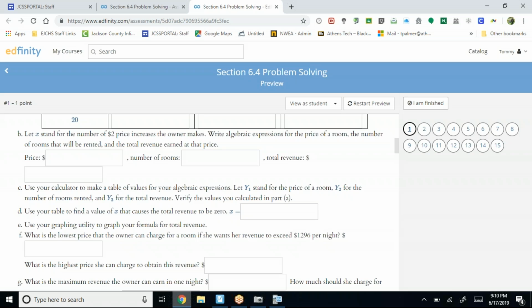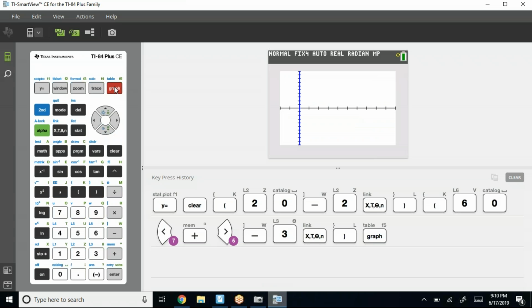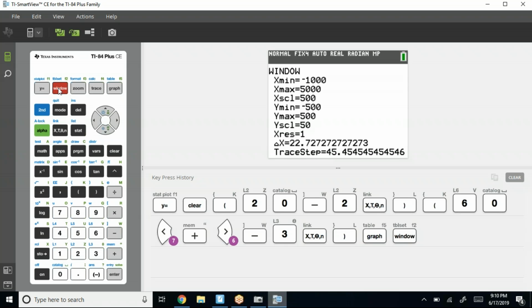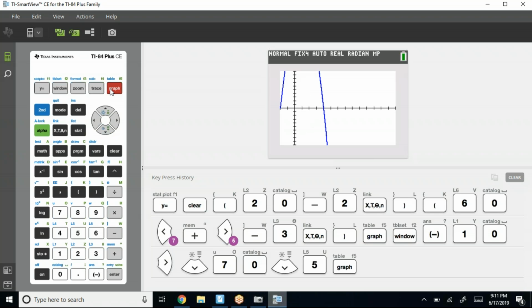What is the lowest price that the owner can charge for a room if she wants her revenue to exceed $1,296, right? That would just be an output of $1,296. You draw a line. But what we'll do is we'll just hit graph. All right, so we got 60 rooms, so 0 to 60. Let's see. We want negative 10. And then we're going to go 70 right there. And then we'll step it by 5, be fine. And then I'm just going to hit graph.